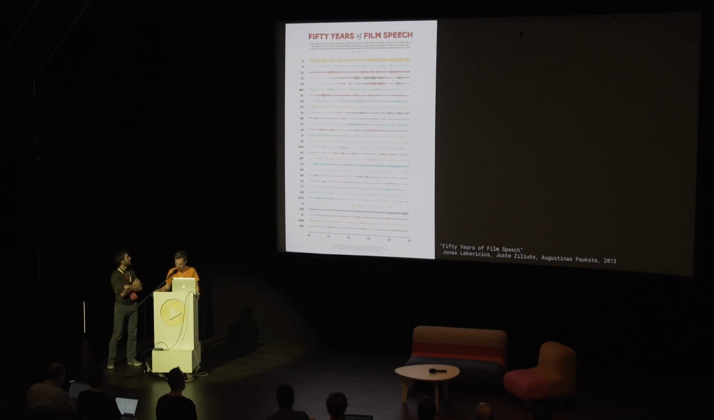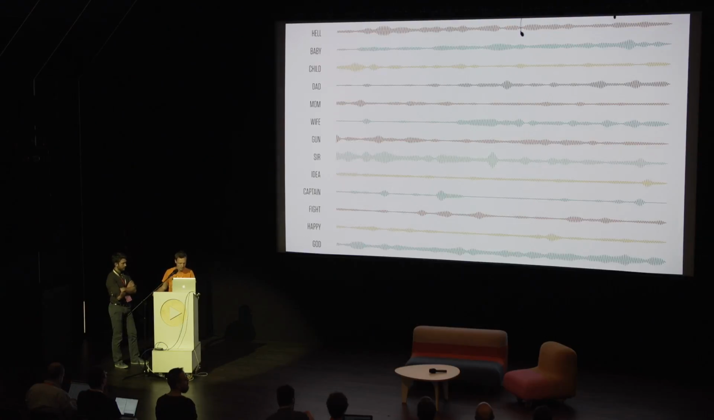Here's another one, also from the same workshop in Vilnius. They're showing the most commonly used words throughout 50 years of film speech. So if we look at a detail, you can see that it has things like the popularity of the word gun over time in popular movies, or the word mom or pop or dad, things like that.